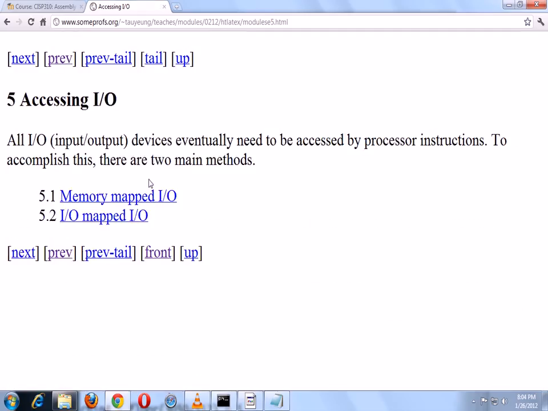Accessing I/O. Okay, well, this is something that's different. What we have talked about so far up to this point, including the analogy, deals with memory. And we all know about memory. I mean, chips that you buy, the DIMMs that you buy and put into a computer, that's memory.